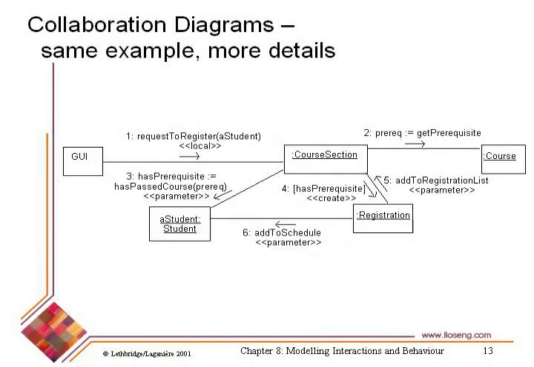Step 3, has prerequisite is assigned to a call to get to has passed course. Step 4, if we have the prerequisite, and only if, condition, same syntax. Then create. Step 5, call add to registration list, back along the same collaboration line. And I guess this should be 6, add to schedule.